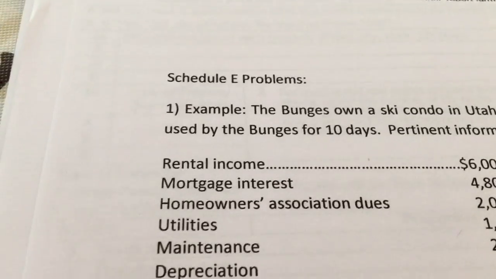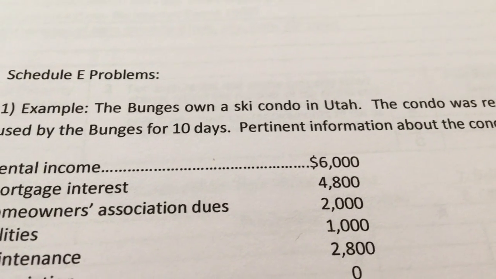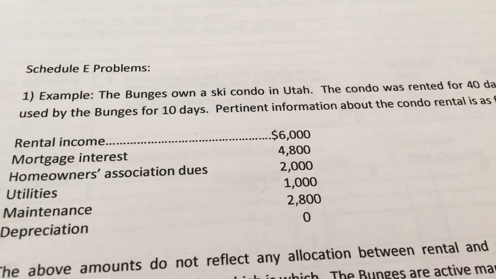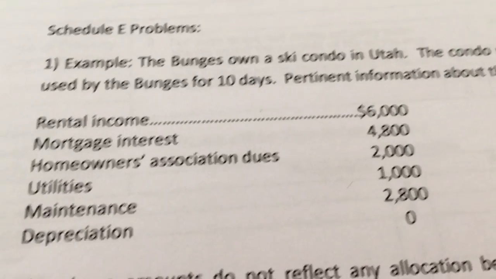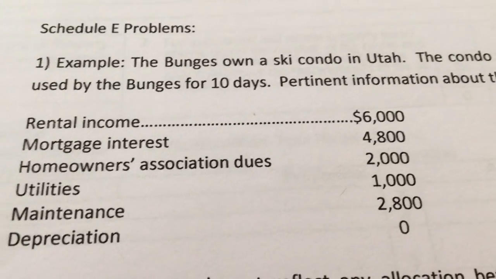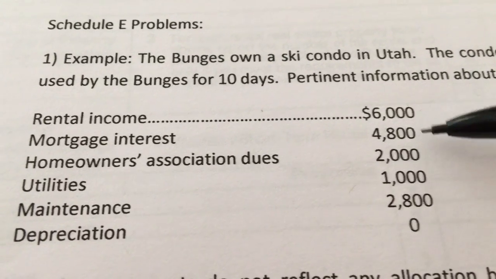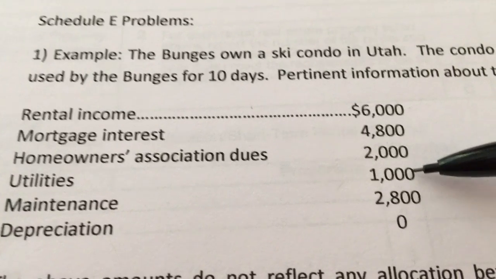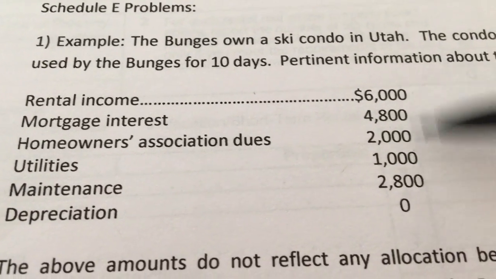Okay, let's take a look at what the problem says. It says the Bungees own a ski condo in Utah. It was rented for 40 days and used by the Bungees for 10. So the information that follows relates to it. There was $6,000 in rental income, mortgage interest of $4,800, homeowners dues $2,000, utilities $1,000, and maintenance of $2,800.